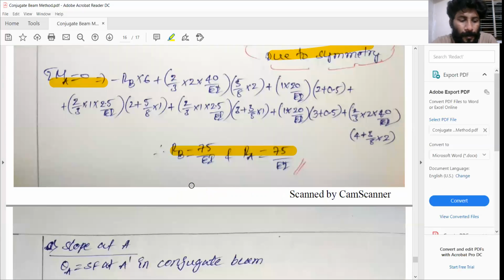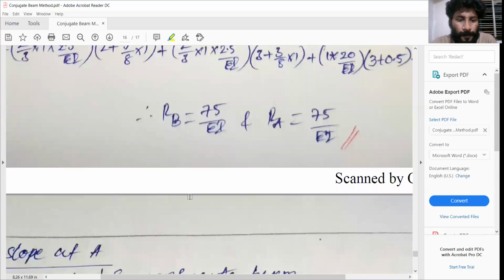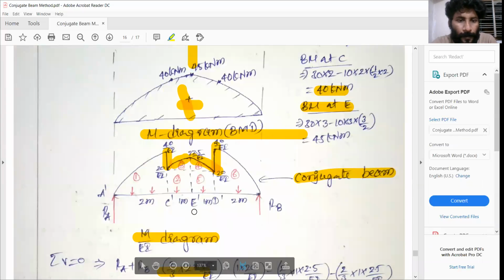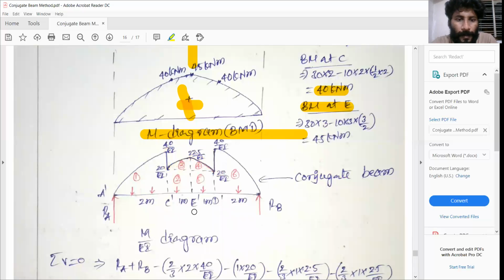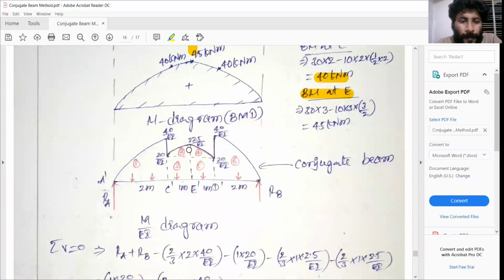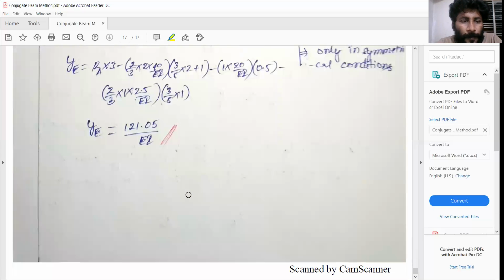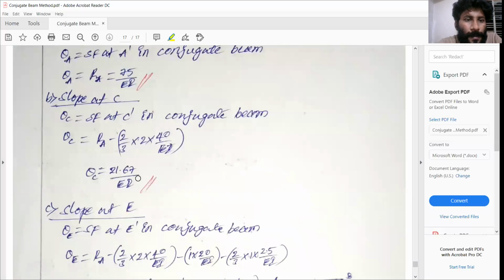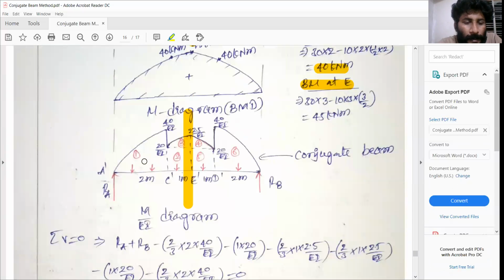You can see that you go to the diagram. So now I have to find the deflection at E. To find the deflection at E, I have to take the bending moment about E. So bending moment about E is RA into 3 meter, minus 2 by 3 into 2 into 40 by EI into this distance. That is related to this parabolic area, this parabolic load.